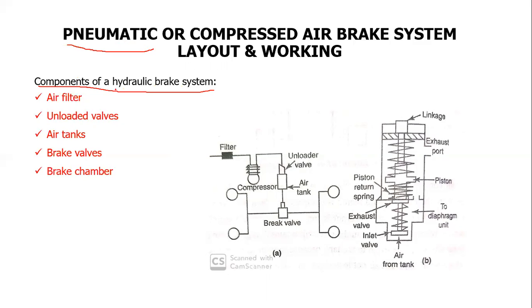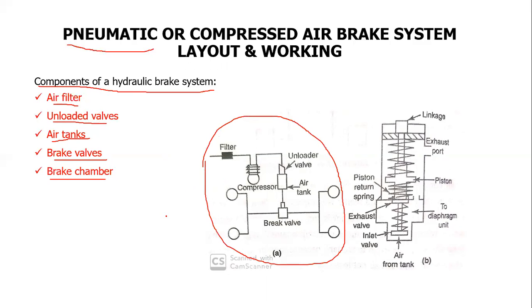In this pneumatic system, we have an air filter, an unloader valve, an air tank, brake valves, and a brake chamber. These are the major components involved in the construction of this pneumatic or compressed air braking system. This is the layout which represents the pneumatic air brake system, and the placement of components is given in this layout clearly.